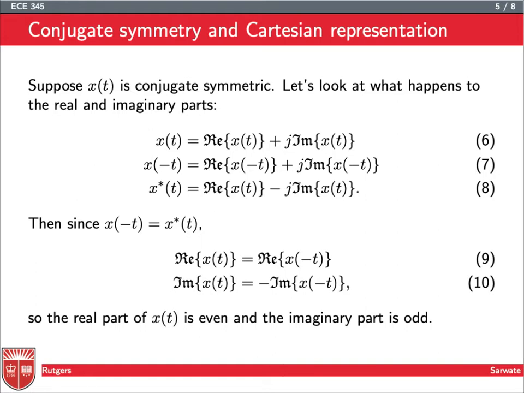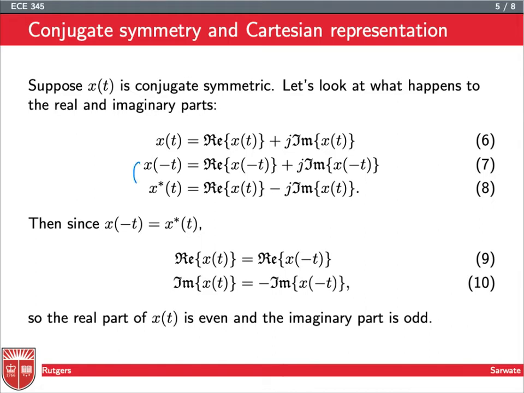Since x of t is a complex signal, it's a little bit hard to think about graphically. So we have two different decompositions: the Cartesian representation, and the magnitude phase representation. So we can see, if the signal is conjugate symmetric, what does that mean about its decomposition into Cartesian or magnitude phase? So we have x of t. x of t is the real part plus j times its imaginary part, and x of minus t is the real part plus j times the imaginary part of x of minus t. And what is x star of t? Well, it's the real part of x of t minus j times the imaginary part of x of t.